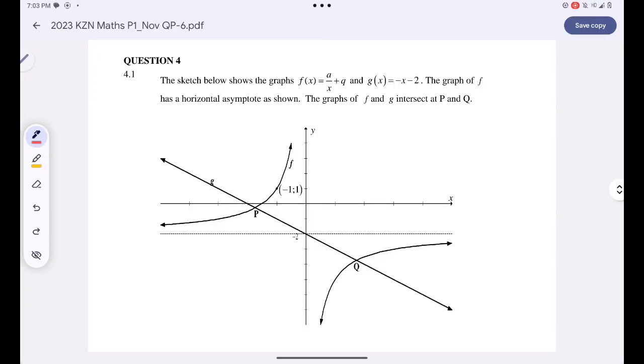This is video number 4, guys, which simply means I'm doing question 4 from the grade 10 2023 examination, which was written by the learners in the province of KZN. I'm doing maths paper 1.